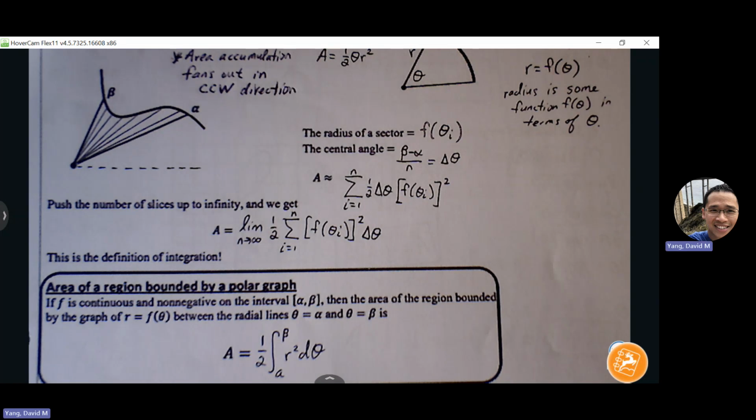Everybody have this? Okay, let's see if we can get through example 1 and maybe 2, and then we'll be done.